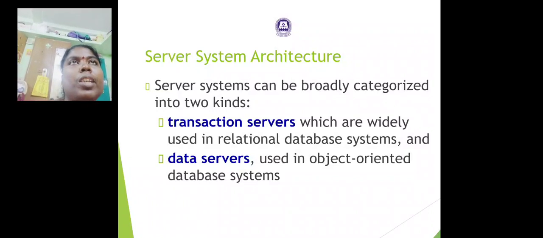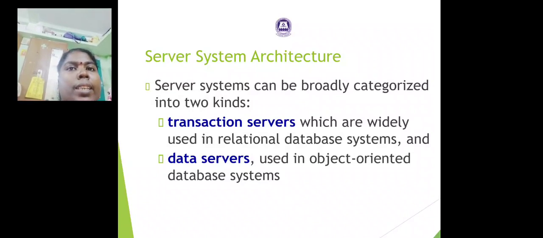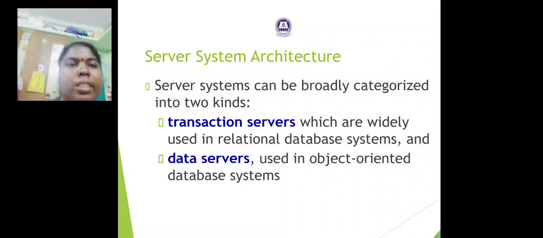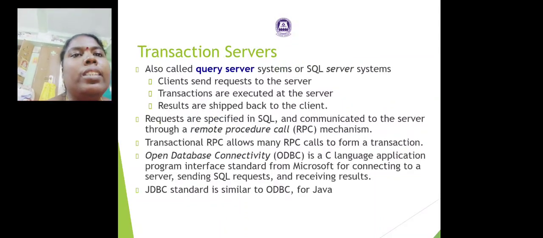So what is a relational database system? It maintains the database in table format. Data servers are used with object-oriented database systems, which means object-oriented concepts come under this category: inheritance, polymorphism. First, we will see transaction servers.